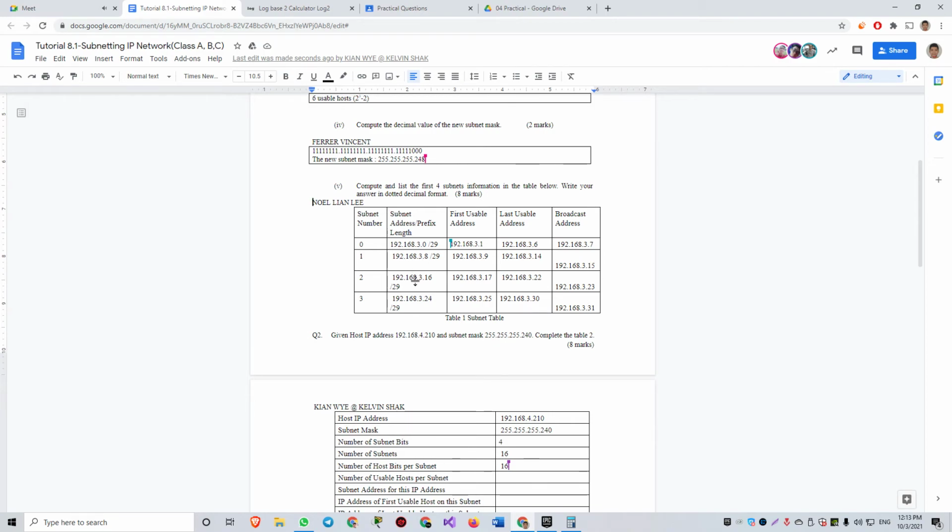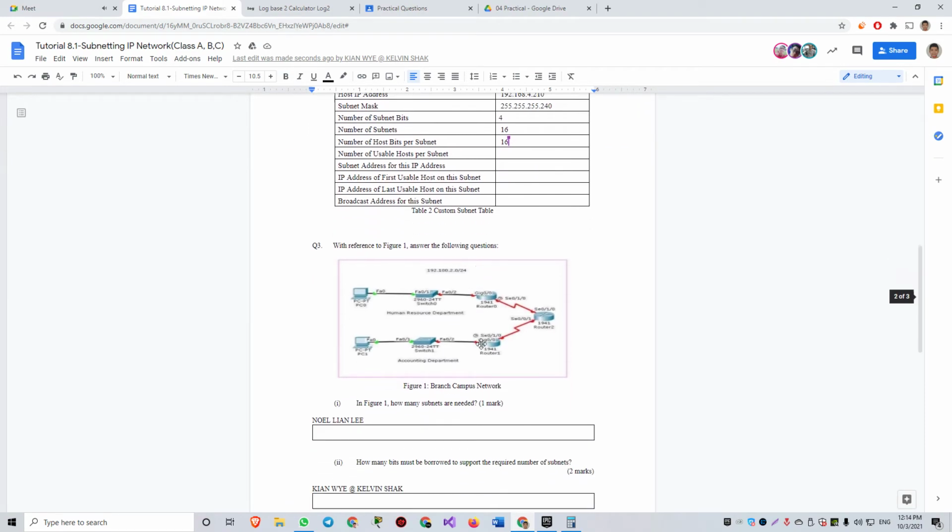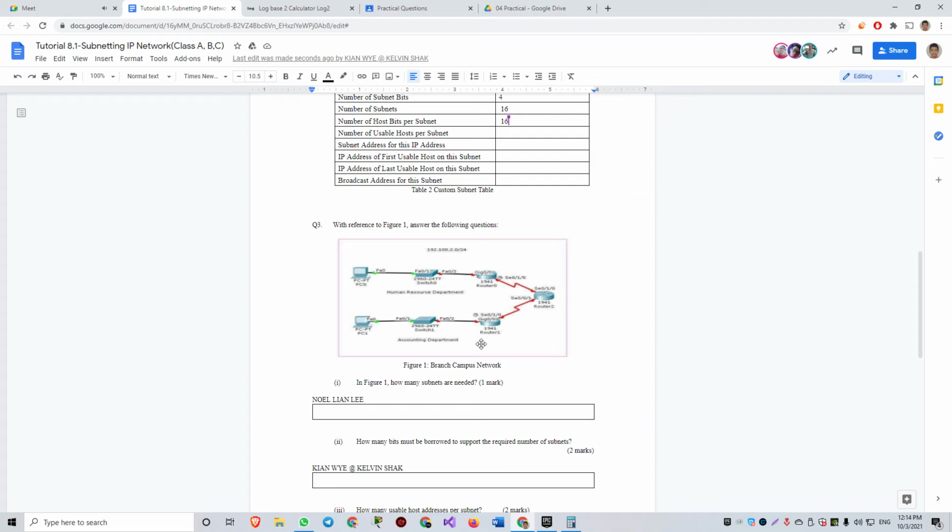Question. Which one? The one in the broadcast address, subnet number 3. How do you get that? Because we only take the first 4. Actually, there is a continuation, because the borrowed bits are 5 bits, right?